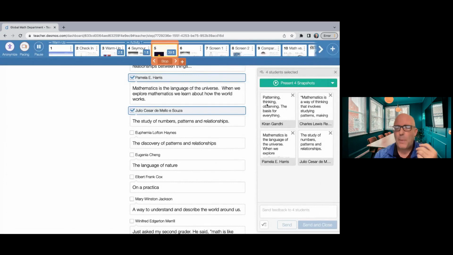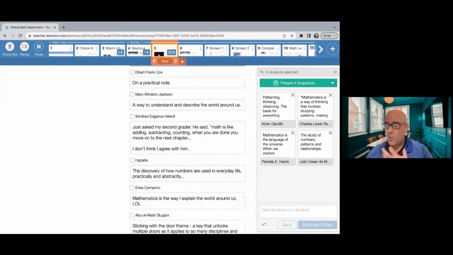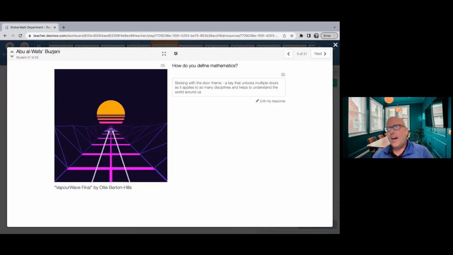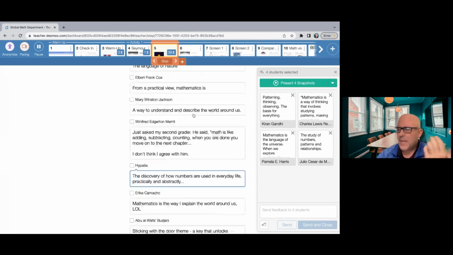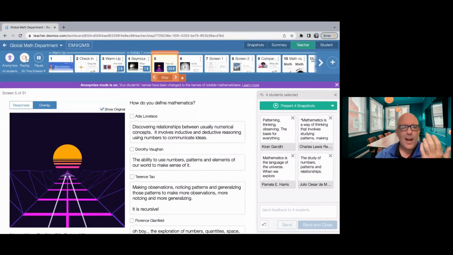I saw the word patterns a bunch just scrolling through here. A lot of you talked about describing things and exploring things in the world around you. Love some of those. Somebody even took my door theme a little bit further: it's the key that unlocks multiple doors as it applies to so many disciplines. So we see it play out in a lot of different settings. Love some of the definitions here. And so, piggybacking on Papert, pressing just a little bit further.